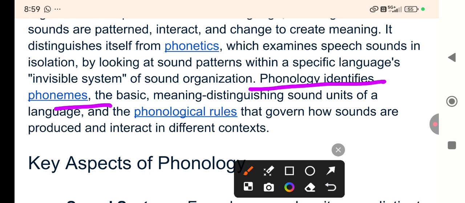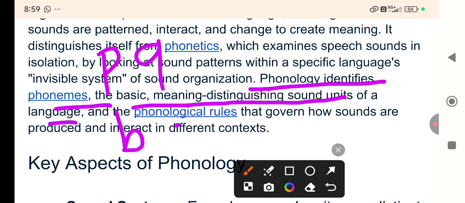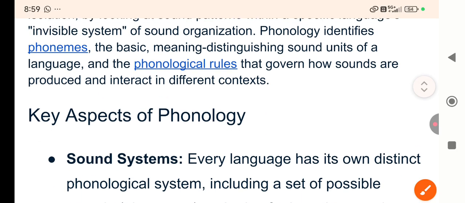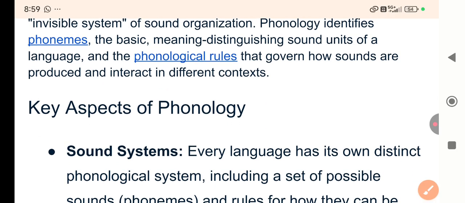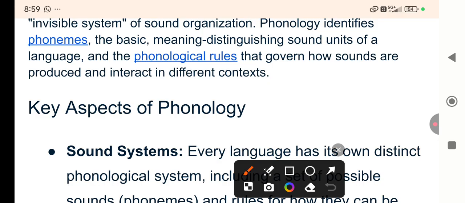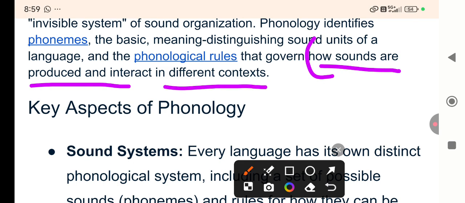A phoneme is a meaning distinguishing sound unit of a language. Meaning distinguishing, this is the meaning, distinguishing sound. Okay, and the phonological rules that govern how sounds are produced, right? Phonological rules tell how sounds are produced and interact in different contexts, right?